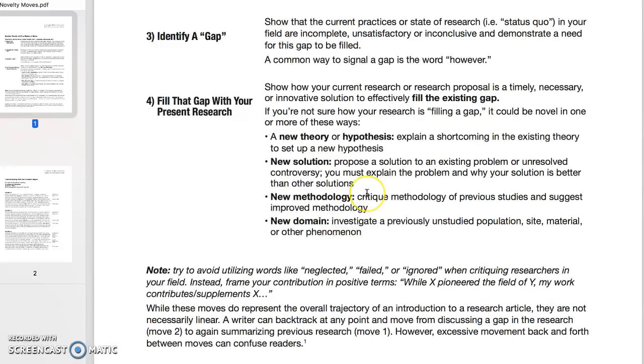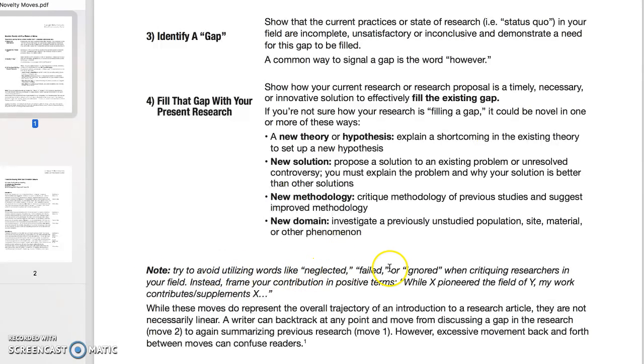Or it could be a new methodology, and this would involve critiquing the methodology of previous studies or current studies in the field and suggesting your improved methodology, and again, make it clear what is the improvement. Or it could be an entirely new domain where you investigate a previously unstudied population, site, material, or other phenomenon.